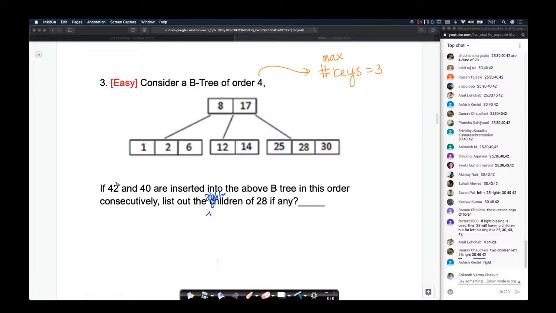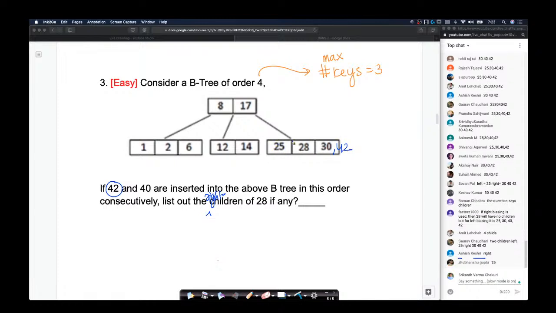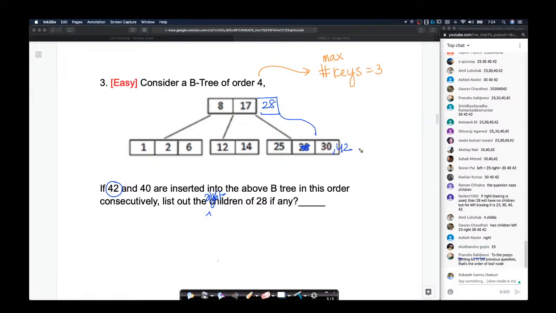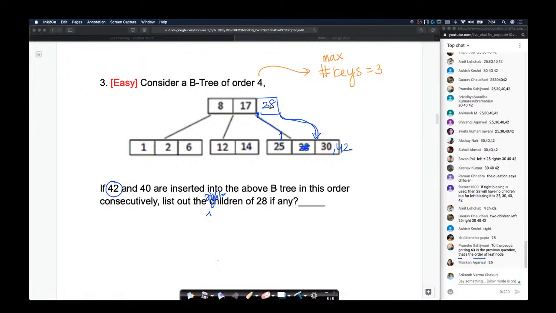Okay, cool. So let's look at it. First, we want to insert 42. So 42 always has to go here. But here you can't have 4 keys. You can only have at most 3 keys. So what will happen here? This 28 will get pushed up. And then you'll have 25 here, and this won't be here. 30 and 42. So this part will point to 25, and this will point to 30 and 42. So 28 goes to the parent. Next you're inserting 40. 40 is also greater than 28, so 40 will be inserted here because it can accommodate 3 keys. No more splitting needed.